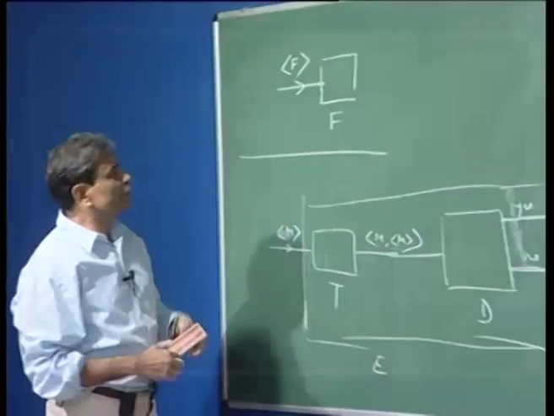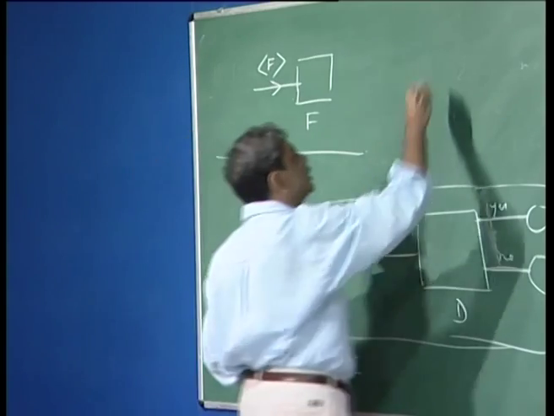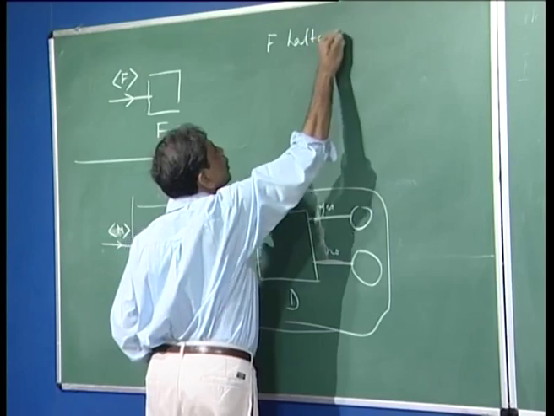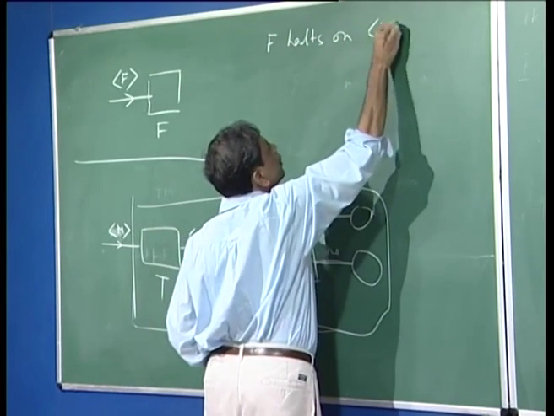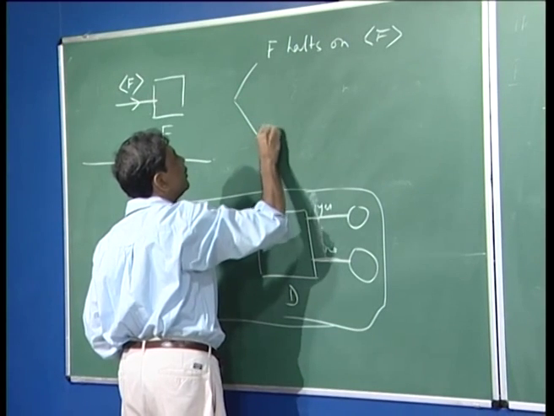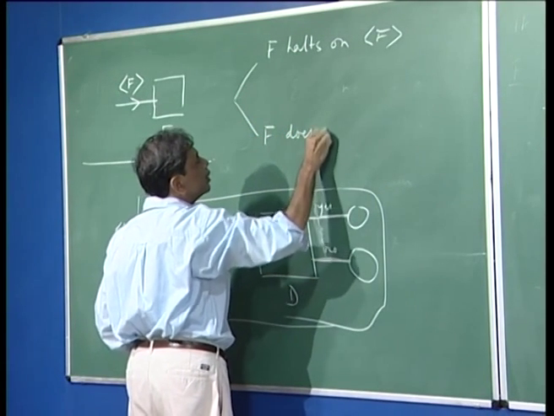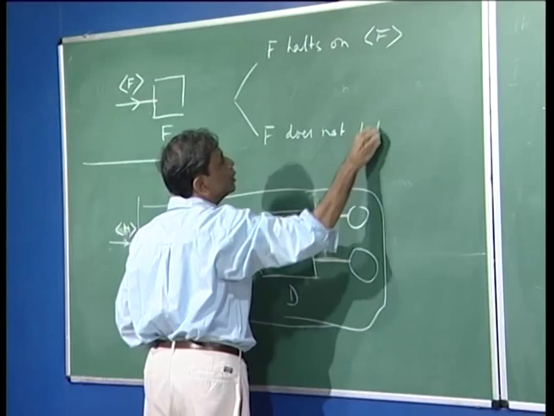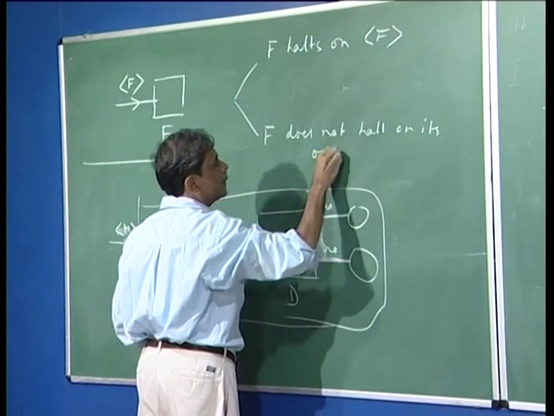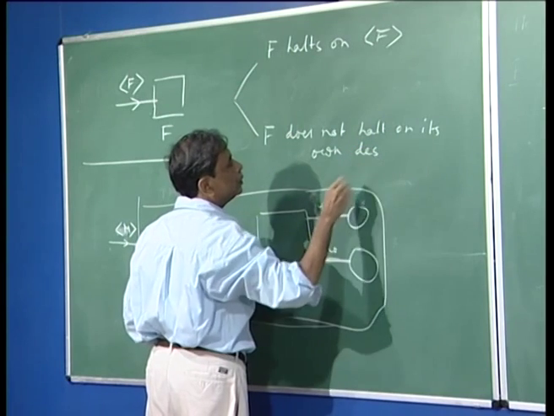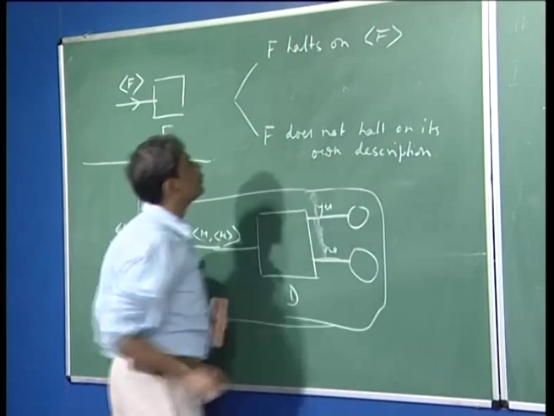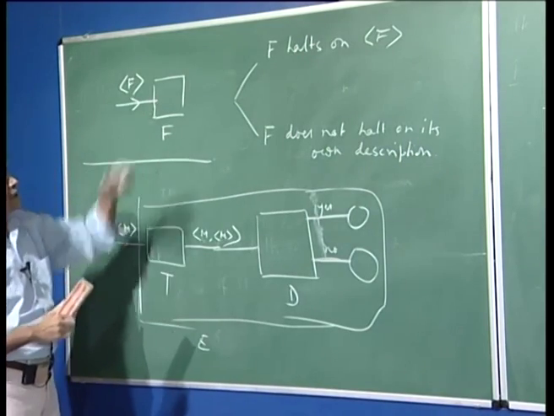So, now there are two things which are possible: that F halts on its own description. Okay, this is case 1. Case 2 is F does not halt on its own description. Which is F. So, let us take the first case.